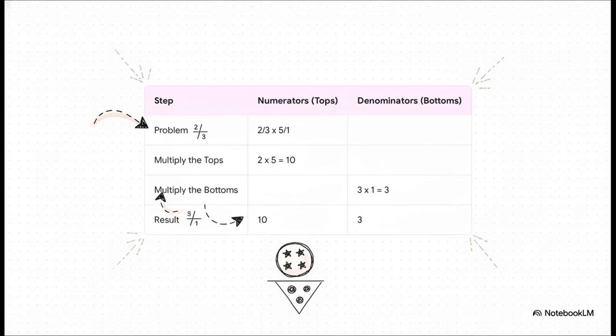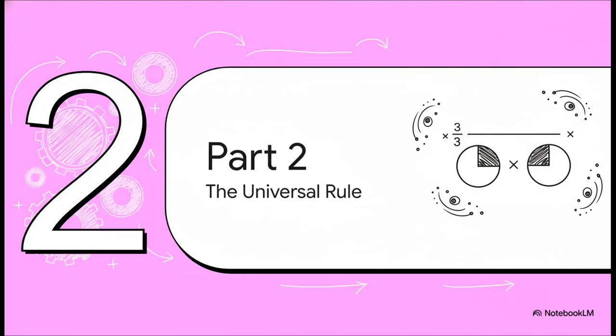It's so easy. You just multiply the top numbers, the numerators, straight across. So 2 times 5 gives us 10. Then you do the exact same thing for the bottom numbers, the denominators. 3 times 1 is 3. And there's our answer, 10 over 3. Simple as that. Okay, so we've got fractions and whole numbers down.